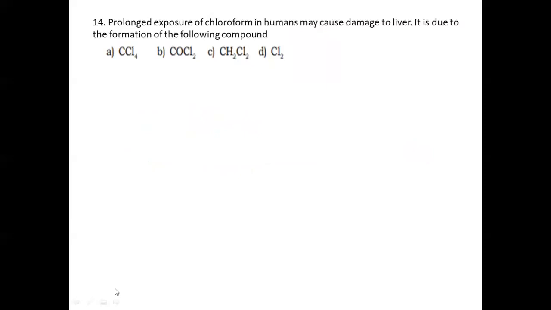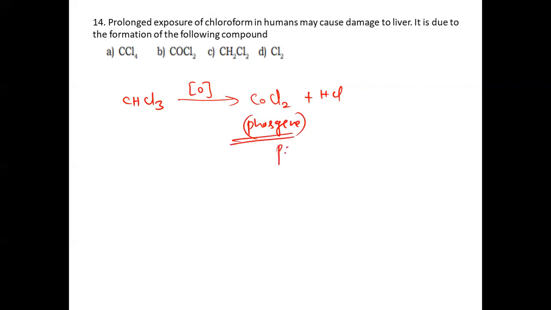Then, question number 14. Prolonged exposure of chloroform in humans may cause damage to liver. It is due to the formation of the following compound. Okay, let me write the reaction for this question. Chloroform is nothing but CHCl3, trichloromethane. Prolonged exposure of chloroform in humans may cause damage to liver because it forms a poisonous compound by the name phosgene. Phosgene is COCl2, which is highly poisonous, hence it causes damage to the liver. So for question number 14, it's option B, COCl2.